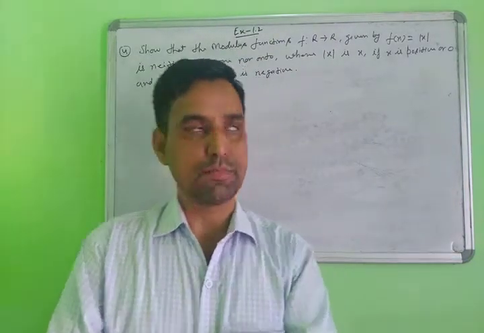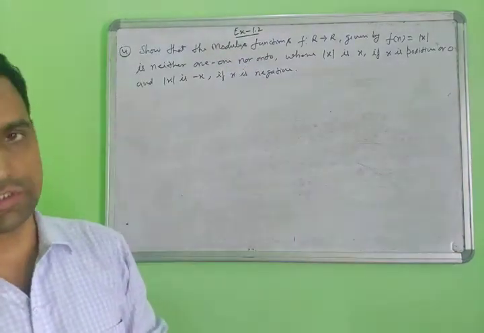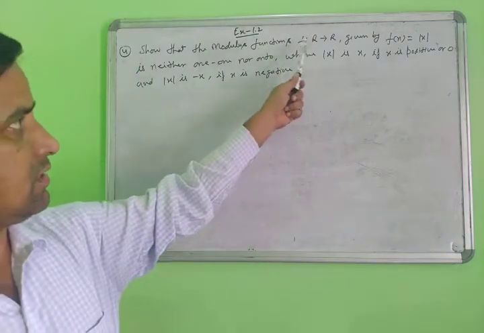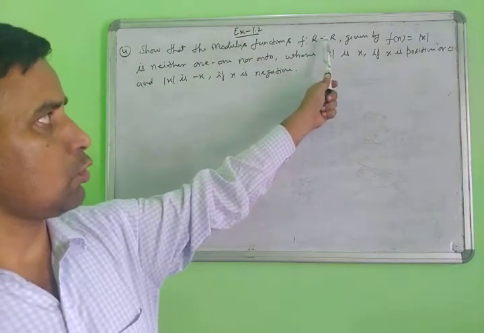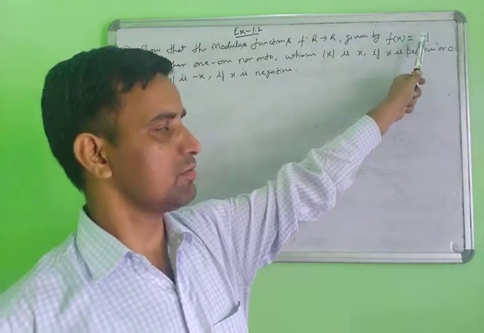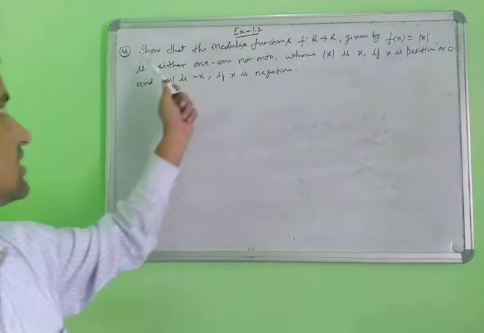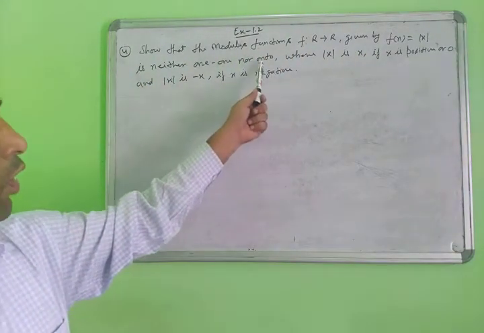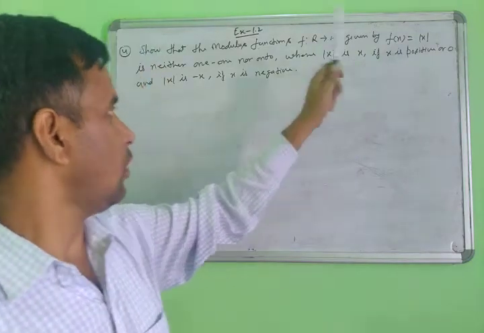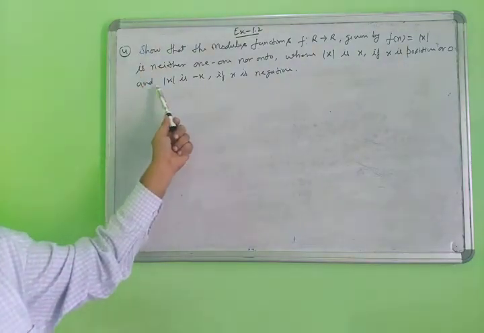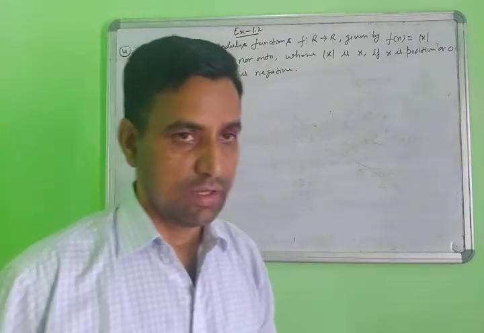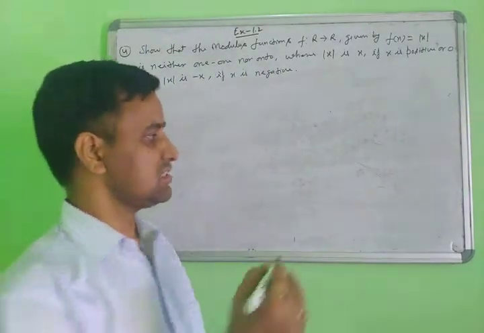Yes class, next I am taking a few more questions. Now look at question number 4: show that the modulus function, where both domain and codomain are real numbers, given by f(x) = |x|, is neither one-one nor onto, where |x| is x when x is positive or 0 and |x| is minus x when x is negative. This is the symbol of the modulus.